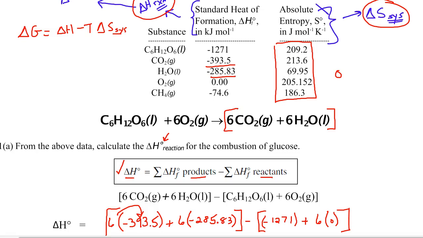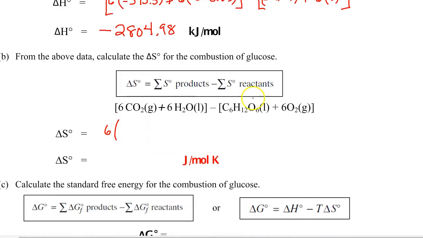Okay, so 6 times that because there's 6 there. All right, and so 6 times 213.6. And of course, it's plus 6 times the water, another product. If we look at our table, water is what? Don't look at heat of formation. We're doing what? Absolute entropies, and it's 69.95. And it's, of course, 6 times that. And I put this in brackets because it's the sum of all of the absolute entropies of my products minus the sum of my reactants.